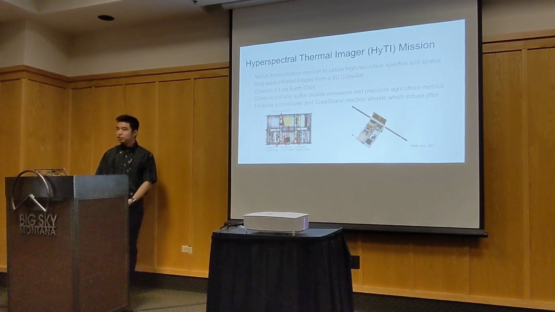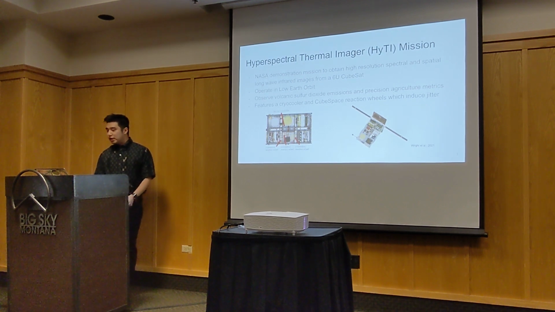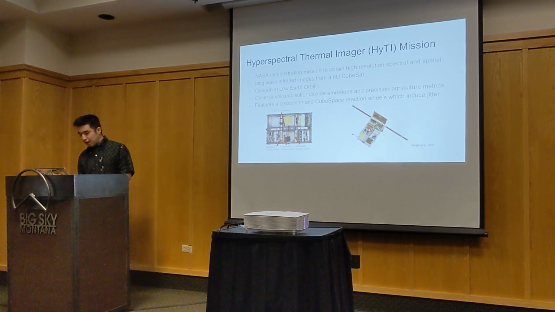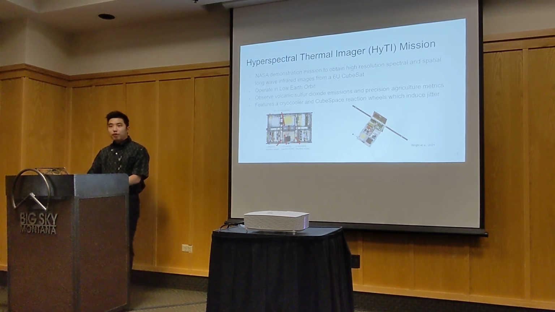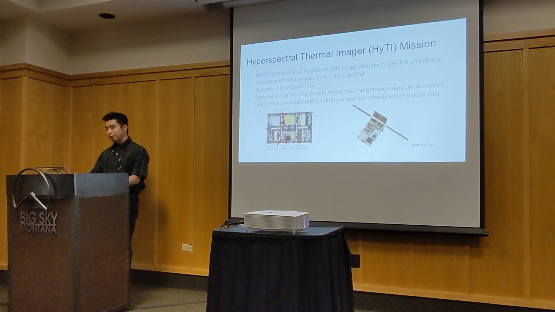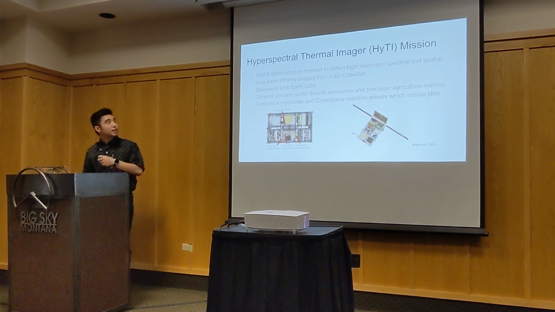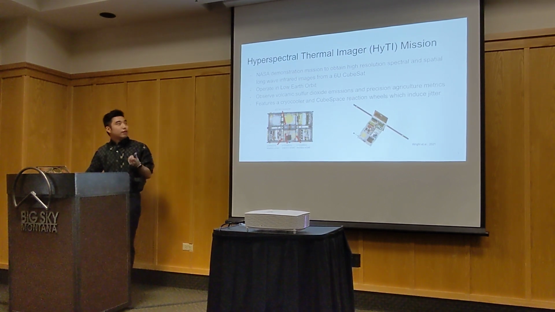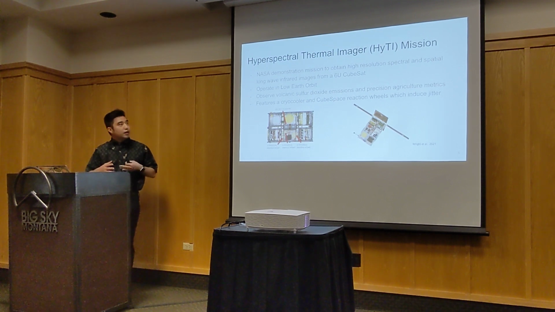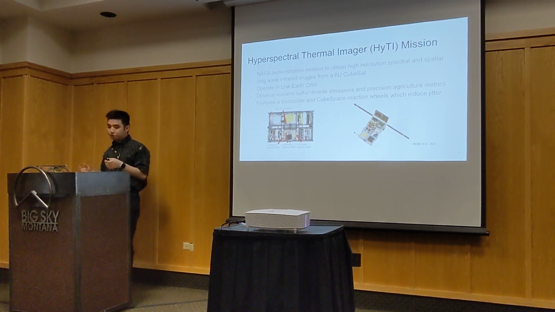So an overview of the HyperSpectral Thermal Imager mission. This is a NASA demonstration mission to obtain high spectral and spatial long-wave infrared images from a 6U CubeSat. It will operate in low Earth orbit and observe volcanic sulfur dioxide emissions and precision agriculture metrics. Because it is imaging in the long-wave infrared, it features a cryocooler, and this cryocooler, combined with the CubeSpace reaction wheels, introduce jitter.